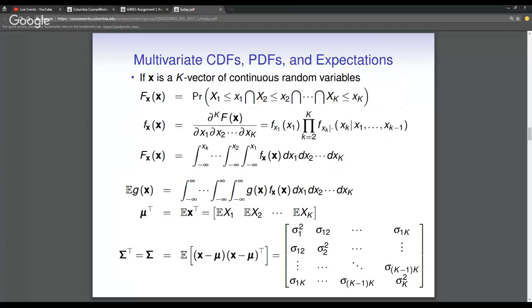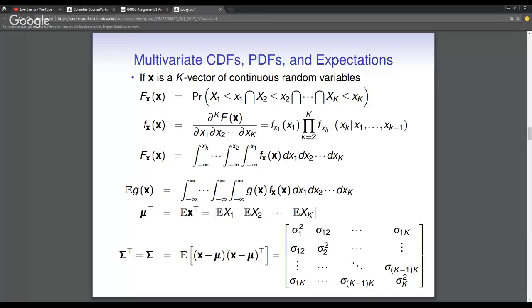Conceptually speaking, if we want the expectation of a function of x, that function being g, we take g, multiply it by the PDF, integrate over all the elements of x, we get the expectation of some scalar g function of x. In particular, one of the most important expectations is the expectation of x, which will be written with boldface mu. So the expectation of a vector is equal to a vector of expectations. So mu consists of mu1, mu2, up to mu k.